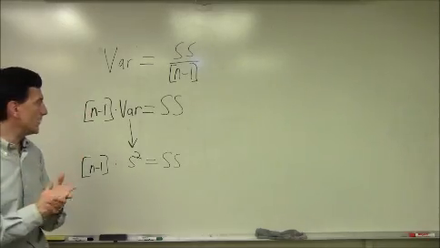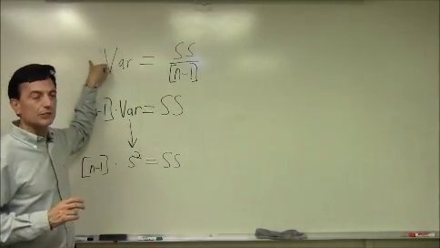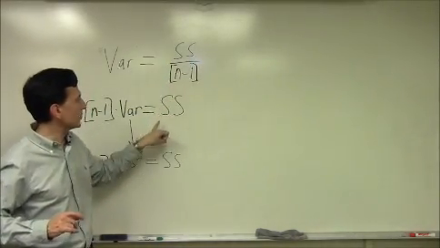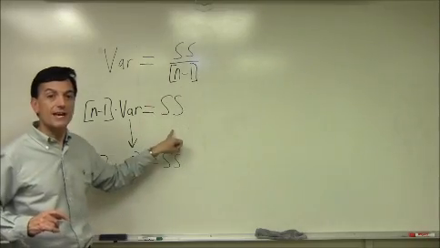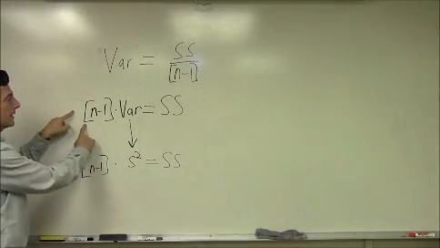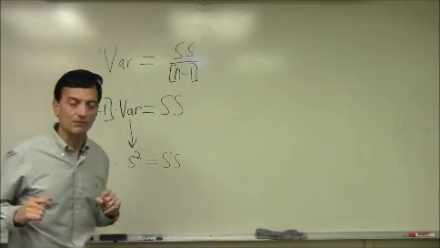We could move those terms around just a little bit. So for example, I can multiply both sides of this equation by n minus 1. And if I did, that would make this n minus 1 go away, and I'd be left with the SS, or sums of squares, on the right side of the equation. And I'd have n minus 1 on the left times the variance. So n minus 1 times the variance gives us the sums of squares.